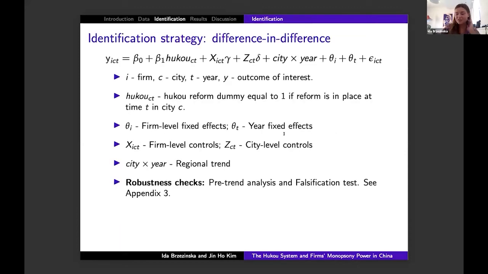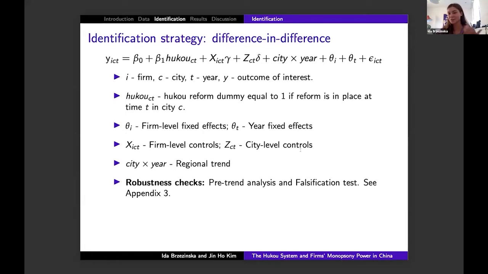In terms of identification strategy, like I mentioned, it's a difference in difference. So we are interested in this beta 1 over here. Like I mentioned, the cities implemented the reform at different times. So we are always comparing firms in reform cities to non-reform cities, but it's a special case where we code the dummy as equal to 1 if the reform is actually in place in that year and 0 otherwise. We're also including fixed effects to control for any time invariant characteristics that could be confounding identification. We have firm level and year level fixed effects, and firm level controls. So these would be age of the firm to proxy for experience, and log of sales.